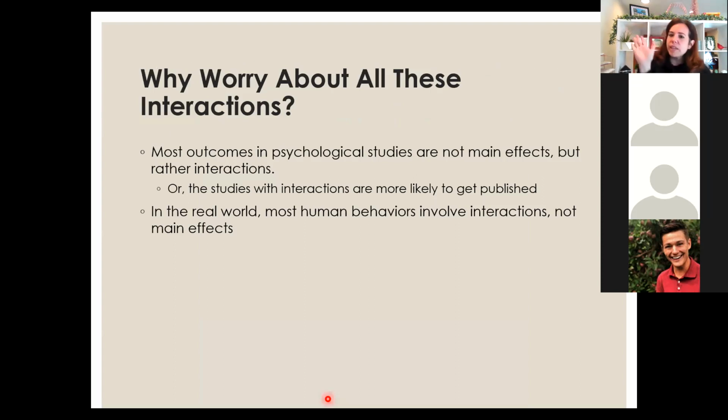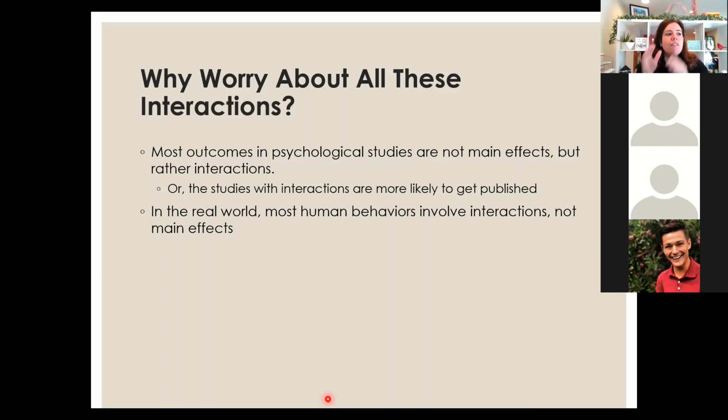Okay, why do we care about all this, right? This always feels like we need to bring it home. Why do we care? Well, most outcomes in social sciences and psychological studies are not main effects, but actually interaction effects. So we need to be really mindful of that. And in the real world, as I said at the start of lecture today, most human behavior involves a lot of interactions and not necessarily main effects.